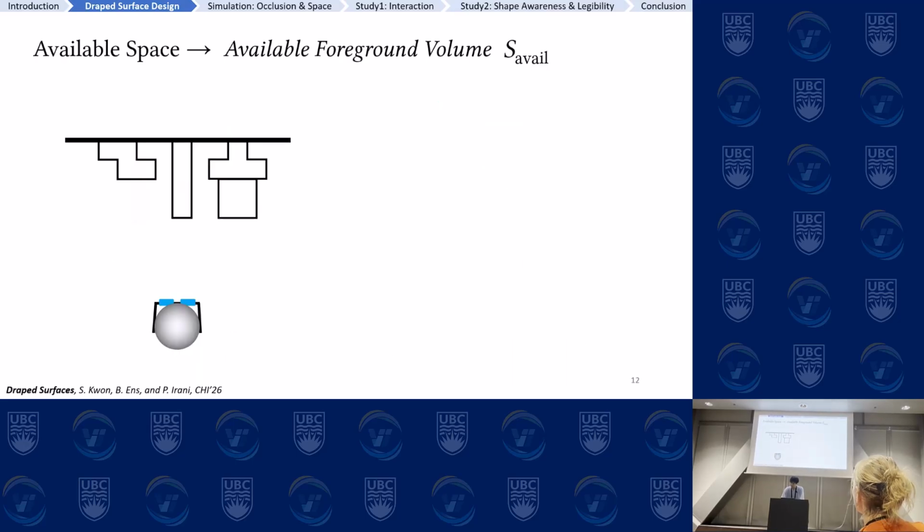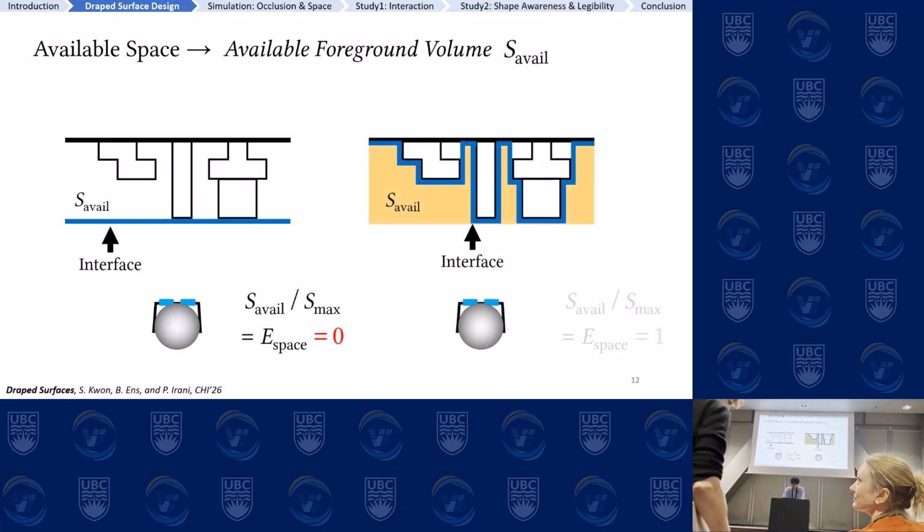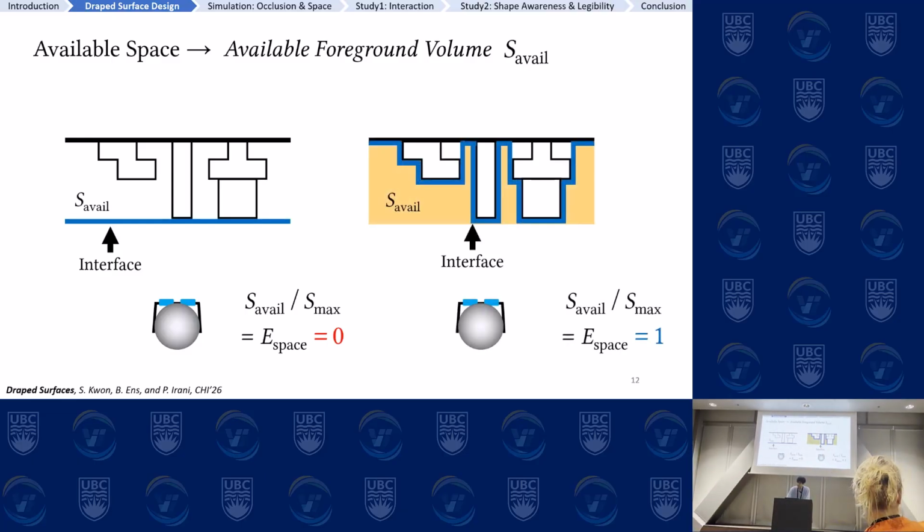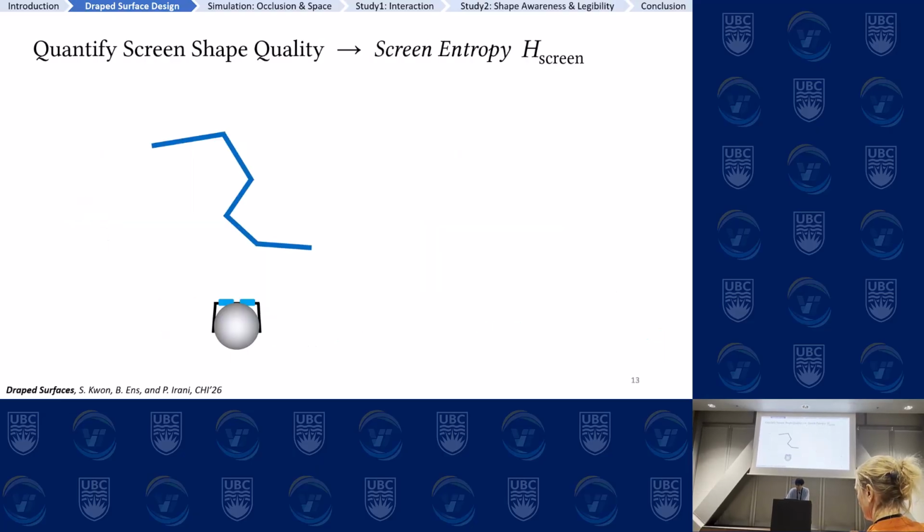For the user's available space, we define the available space as the volume in front of the interface, using a flat interface as a baseline where the value is 0. Then we further define the maximum available space as the foreground volume when the interface is fully attached without leaving any empty space. The range between these two captures the information about available space.